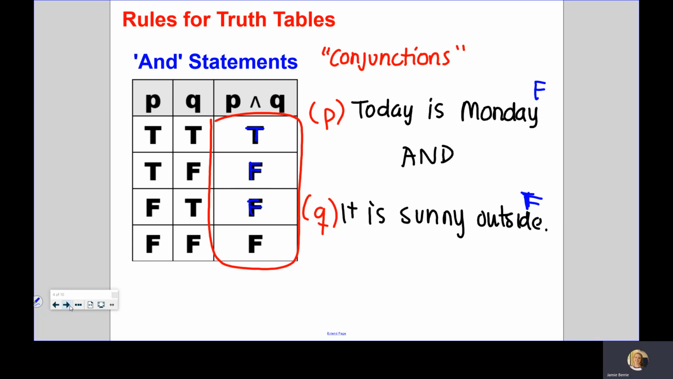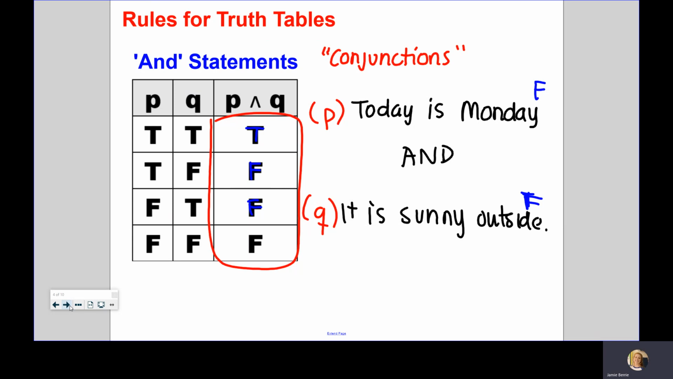So I'm going to fill in the rule over here. The way I like to think of this rule is it's almost always false. So it's special when it's true. It's almost always false, and it's only going to be true if they're both true.